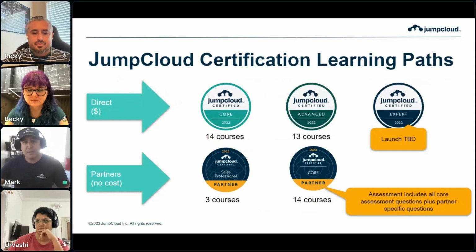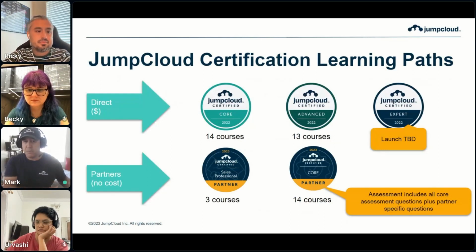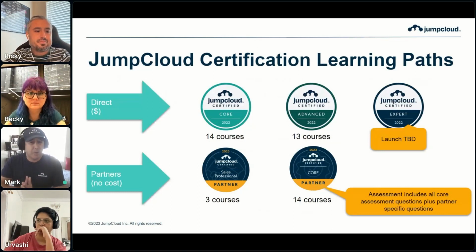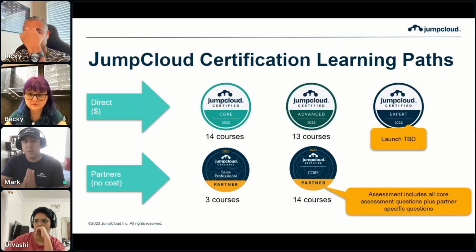So how does that actually play into the certification and the learning paths? What we've designed is for our direct customers. We have the core certification, as you know, that's currently in JumpCloud. There are 14 courses in that learning path. The advanced certification now has 13 courses. How long does it take? It's probably 12 to 15 hours to complete those learning paths.